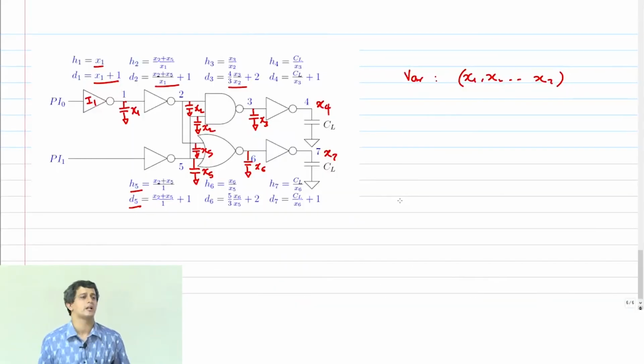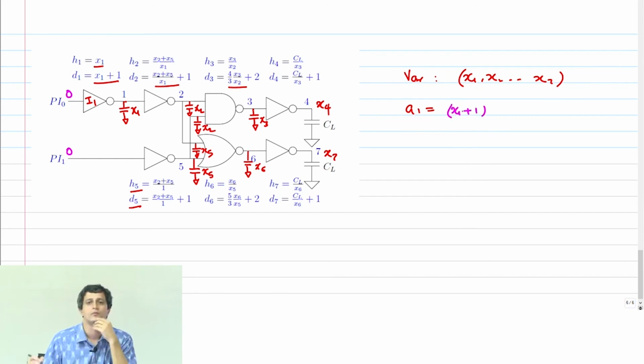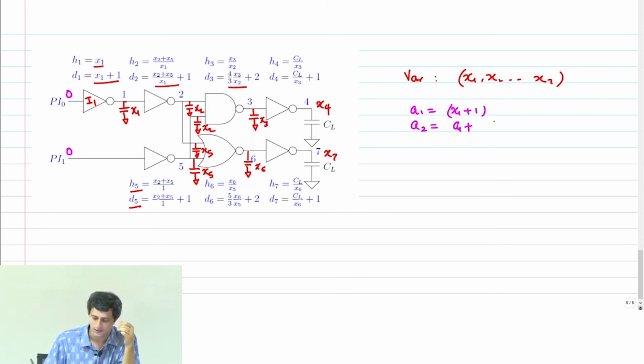So what is now the arrival time at various nodes? What is A1? Arrival time. Remember, the arrival time at the input is 0, primary inputs. So what's the arrival time at node 1? Yeah? X1 plus 1, right? A1. What is A2? It is A1 plus D2, right? What is A3?